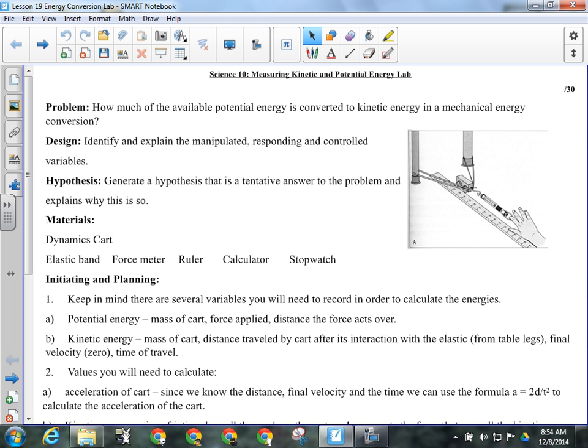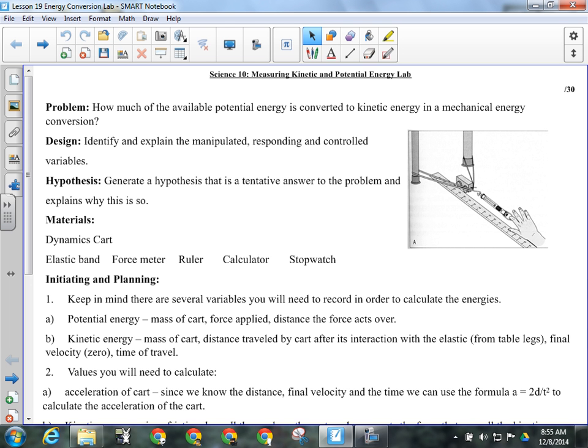What we want to find out is how much of the work we do actually ends up being kinetic energy in the cart. I think you'll be surprised just how little of that actually gets through. How much energy is actually lost along the way? Part of what you need to think about is, where can some of that energy go? Where did it disappear to? What happened to it?